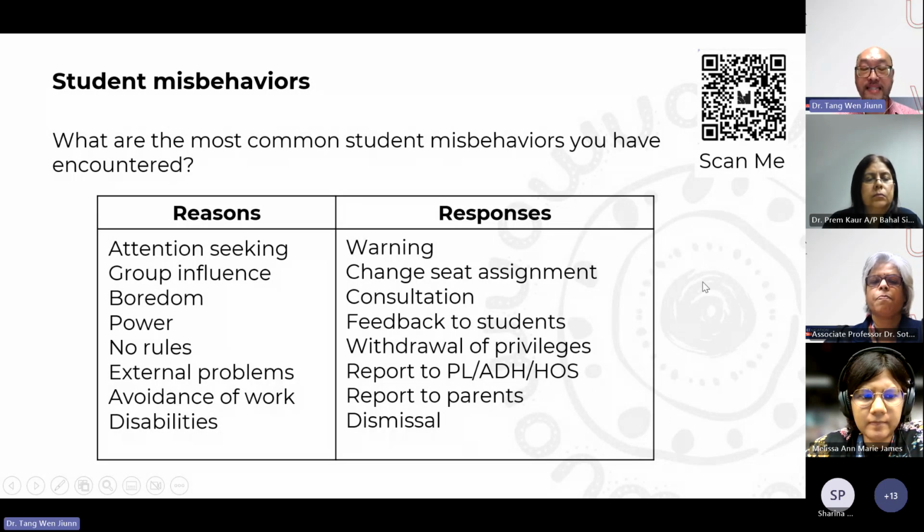So these are just some of the generic responses, and also levels, from very mild to very serious ones.